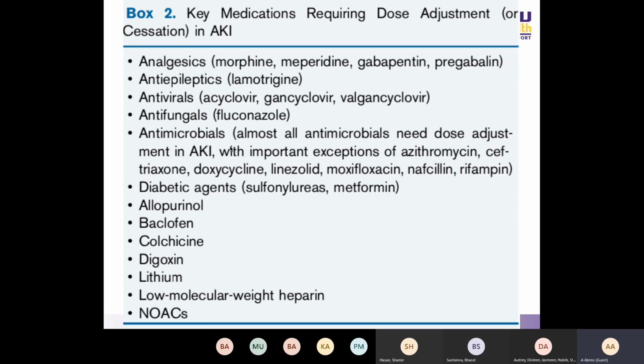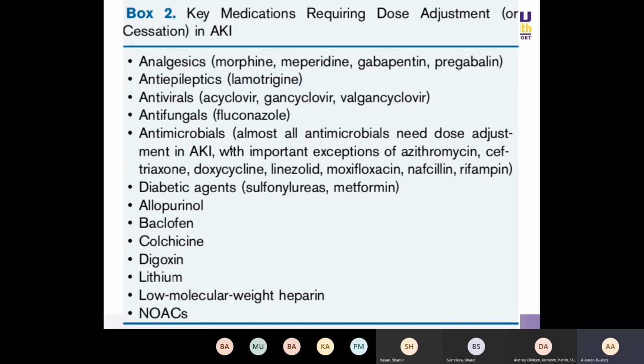Low molecular weight heparins, there is a very significant warning against use of these in patients with ESRD for full dose use. So I avoid them altogether, the low molecular weight heparins in patients with ESRD or those with AKI and dialysis. And then some of the NOACs, you have to be just aware of the dosing.